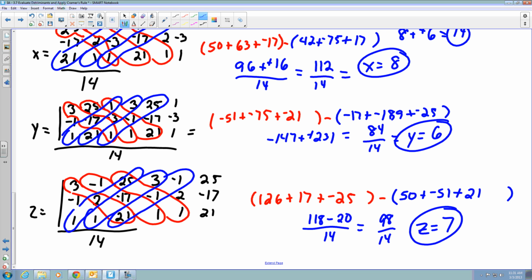So my x is 8, my y is 6, and my z is 7. And then we can prove that this holds true by plugging them back into our original equations to see if they come up with true statements. And that is being able to evaluate determinants and applying Cramer's rule. So I hope this helps. Until next time.